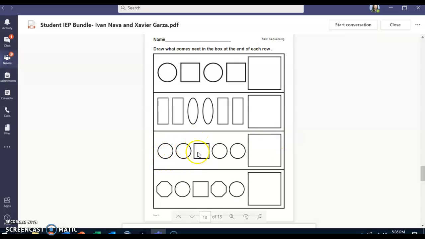Circle, circle, square, circle, circle. So tell me what do you have to put in this box? Then we have an octagon, a circle, a square, octagon, circle, and tell me what we have to put on this box, boys. Remember, we are going over patterns.